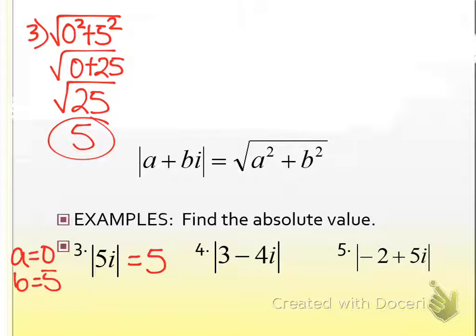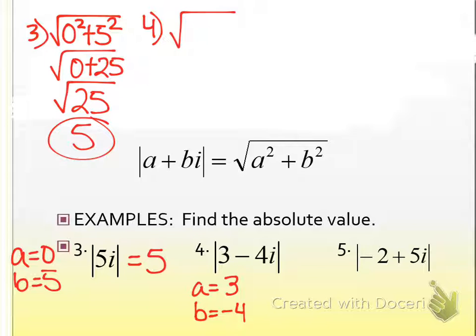All right, on example 4, let's first identify our a and our b. Anybody tell me what a equals? Sadia? 3. And what about b? -4. Good. Now technically, since we end up squaring b, if you were to use a +4, it would come out the same, but we should be precise in our work.